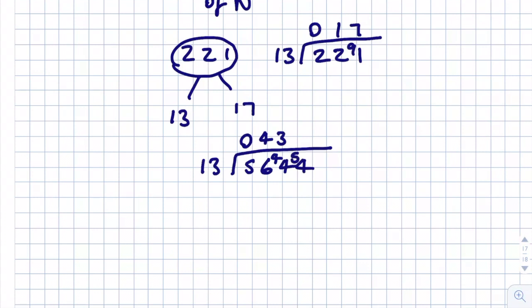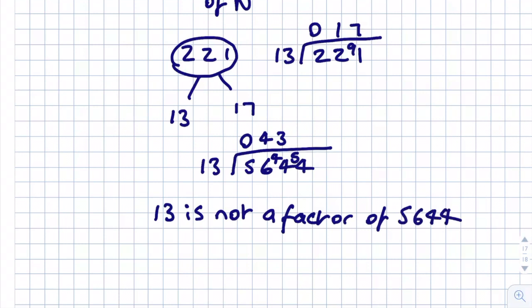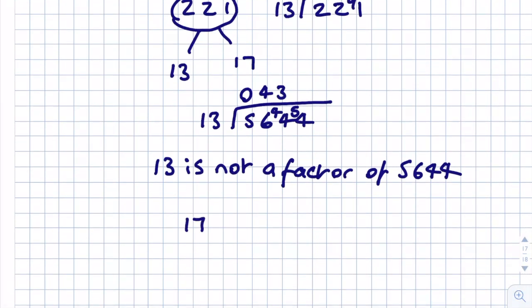And then how many 13s go into 54? Well, I know 13 does not go into 54, so I'm going to end up with a remainder. So what that means is 13 is not a factor of 5644. So n cannot be 13, so it must be 17, but I'm going to do a test for 17 to double check. So let's do the bus stop method on 5644.